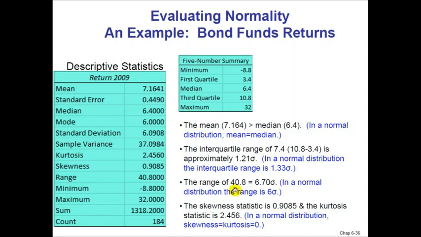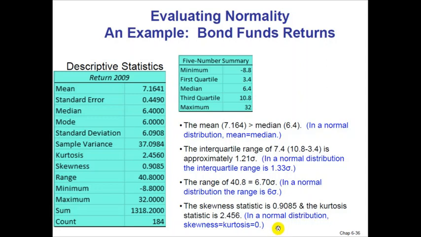Then you check the range value. Remember just now we said if it's normal, then it should be 6 sigma. So now if you check, you should get 6.70 sigma. So again, it does not fulfill the criteria.